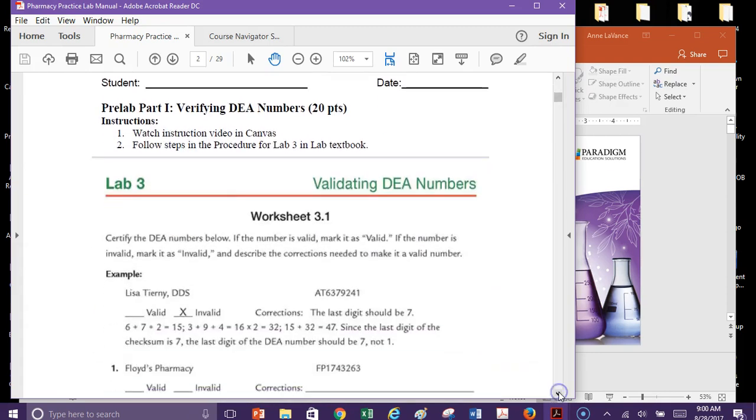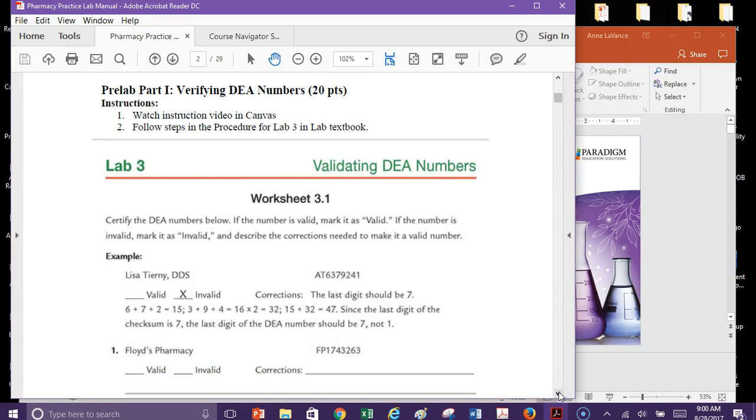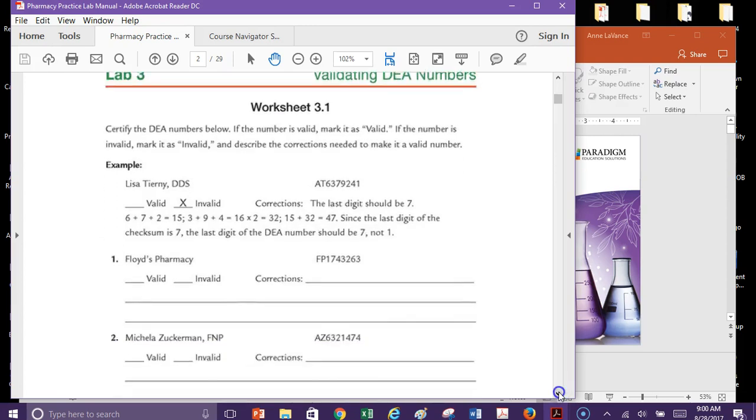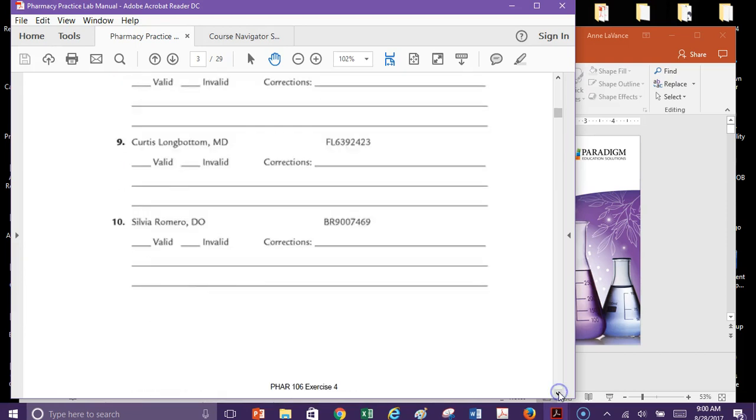So the first part of your pre-lab is verifying DEA numbers. So the instructions are to watch the video in Canvas, which is this video, which will go through the steps on how to calculate a DEA number. And then there are 10 DEA numbers that you will validate.